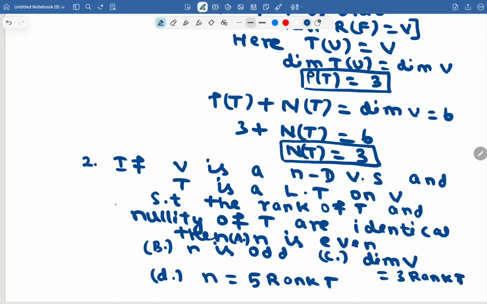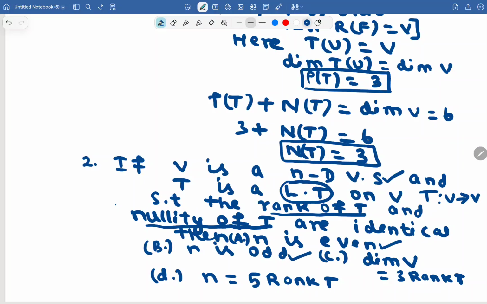Here in this problem V is given as an n-dimensional vector space and T is a linear transformation. Linear transformation means T maps from V to V such that the condition is given, rank of T equal to nullity of T. Then which of the options is the correct one? N is even, n is odd, dimension of V is 3 times rank of T, n equal to 5 times rank of T.